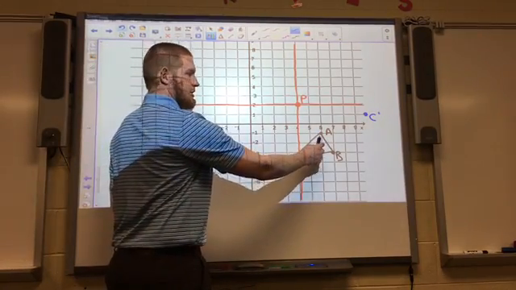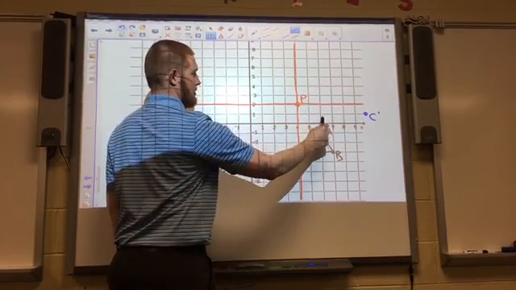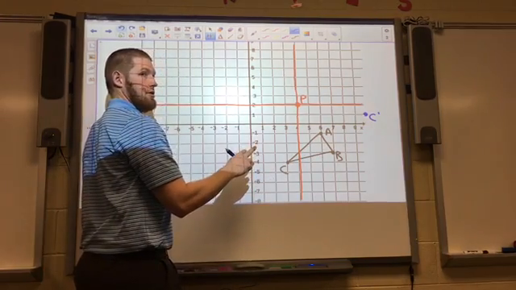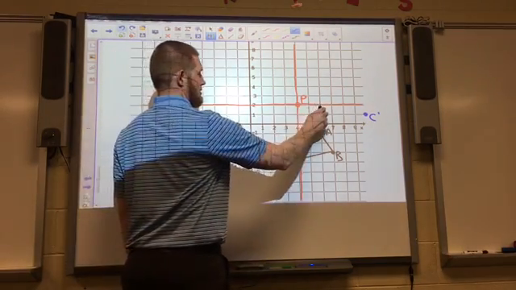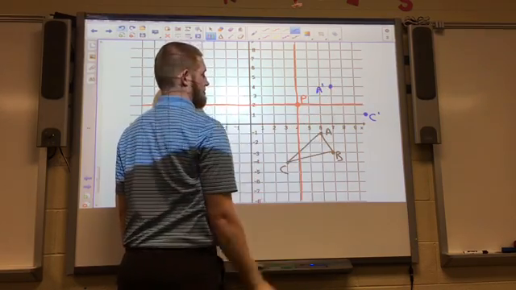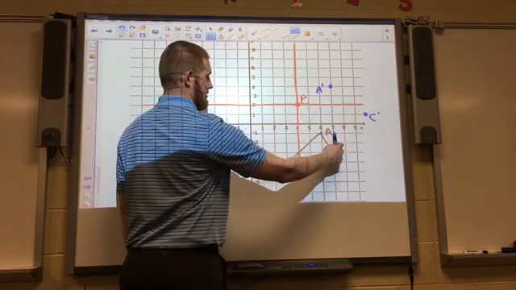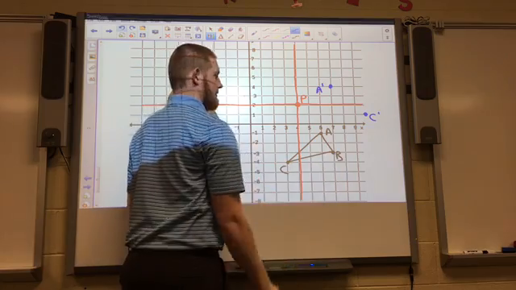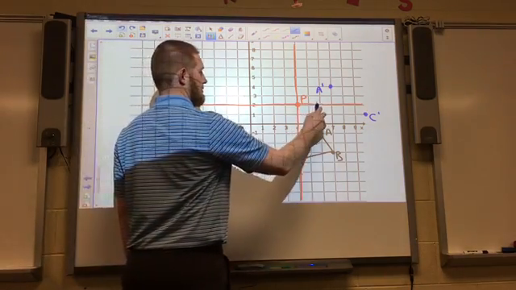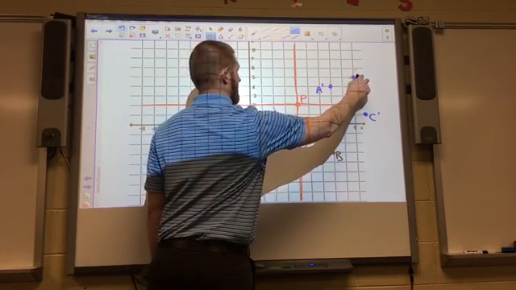A is in 4, so it's going to go to 1. Right now it's 1, 2, 1, 2, 3. So it's a 2 and then a 3. So I flip it and I get 3, 2. And that's A prime. And then B is 1, 2, 3, negative 5. So now it's going to be a 5, 3. And that would be B prime.